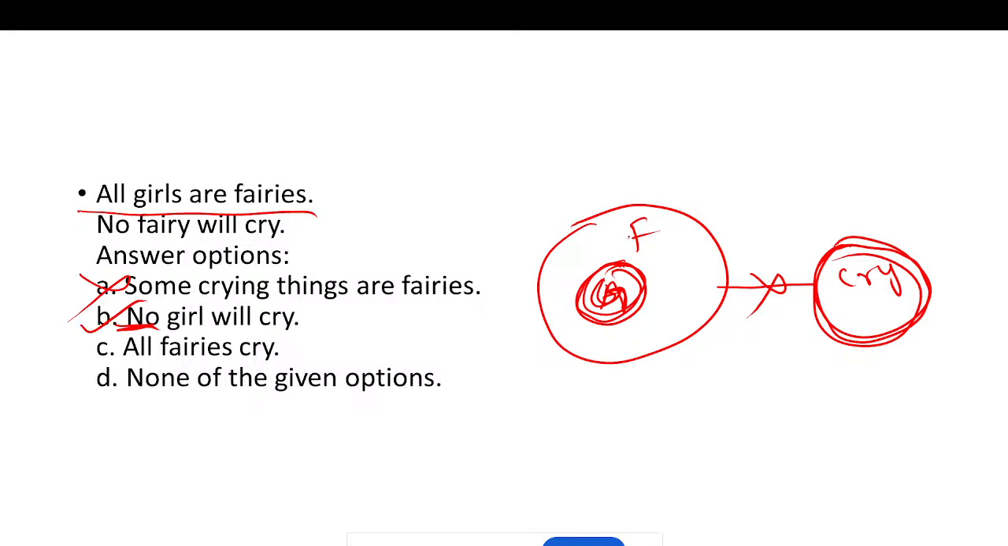And third one, all fairies cry. Is there any relationship between fairies and cry? No. Which option is correct? Comment your answer. Only option B.